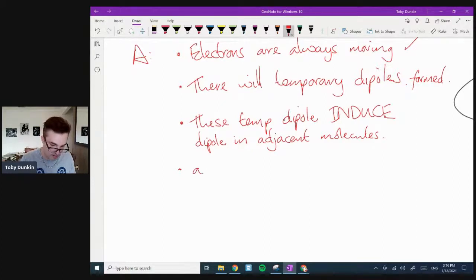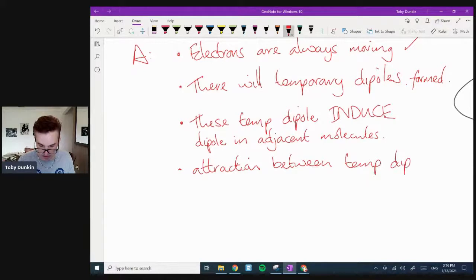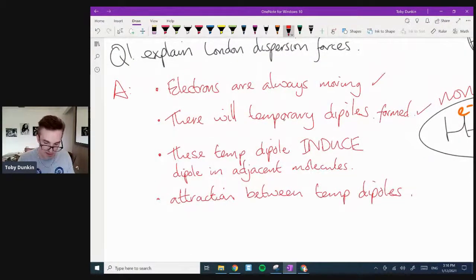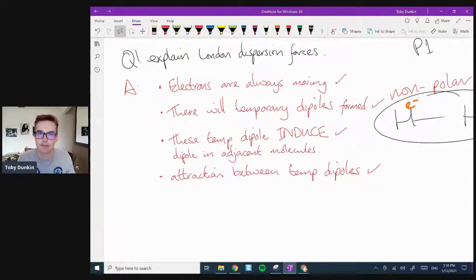Attraction between temporary dipoles. Temp dipoles. You're done. That's it. Those are your 4 board. There's your story. And guys, I'm so sorry that you have to learn these. And each of them does have a story.